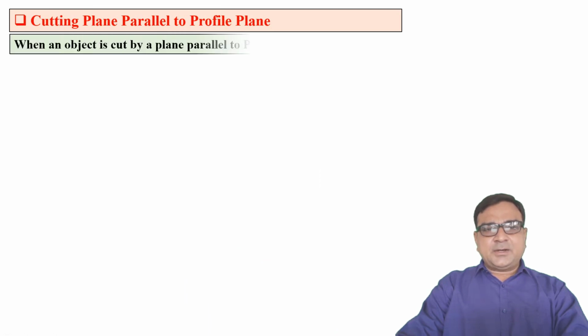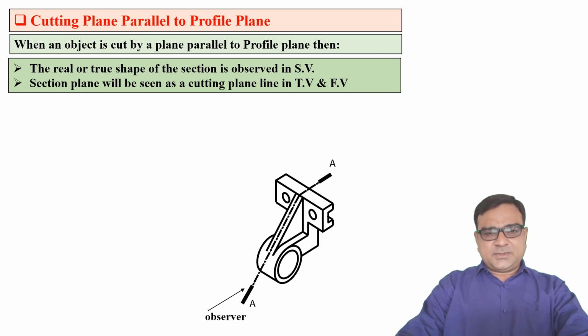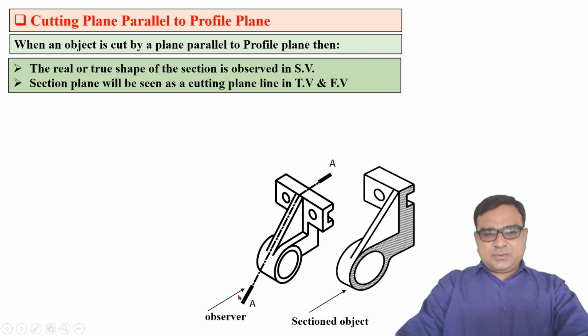Now, cutting plane parallel to the profile plane. When the object is cut by a plane parallel to the profile plane, then the real or true shape of the section is observed in the side view, and the section plane will be seen as the cutting plane line in the top view and front view. So this is one object, one cylinder, this is one slot in one rectangle prism, and this is one rib. This is the position for the observer: front view, top view and side view.